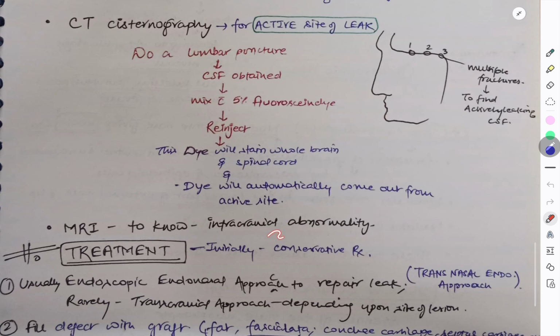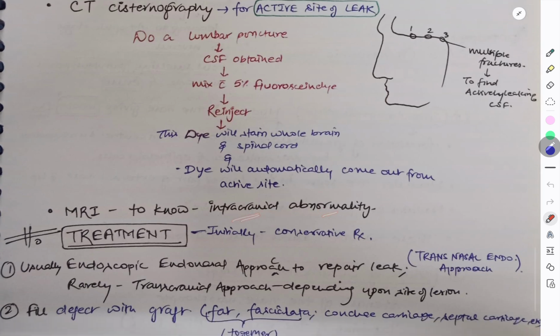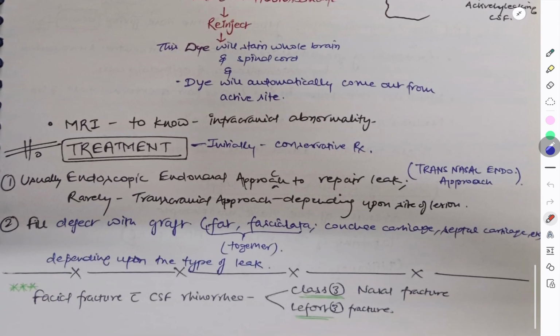MRI is done to know any intracranial abnormality, if any tumor or something is there. What is the treatment? Initially, conservative treatment is done. Usually, an endoscopic endonasal approach is used to repair the leak, or we can say a transnasal endoscopic approach. Rarely we do a transcranial approach, and it depends upon the site of the lesion.